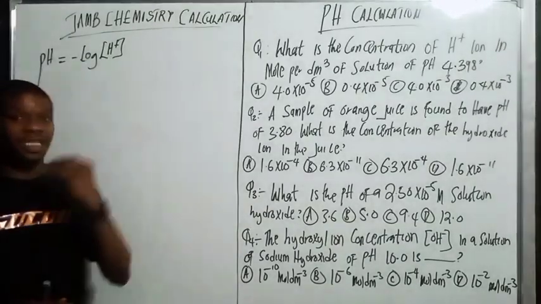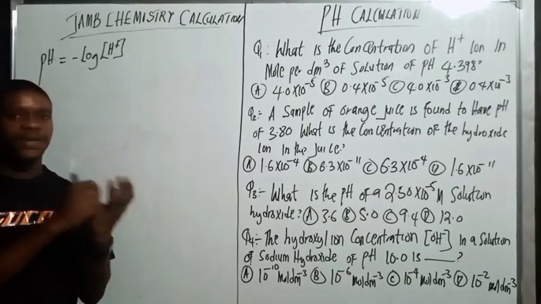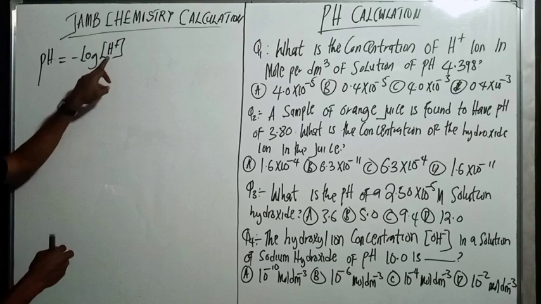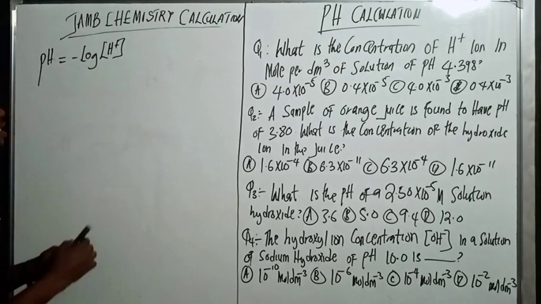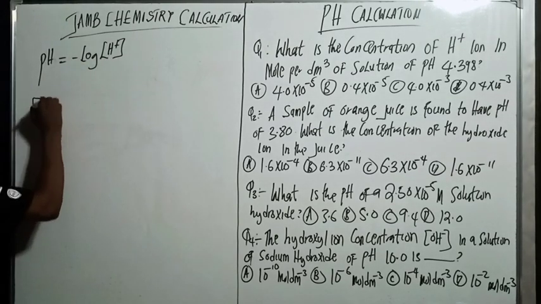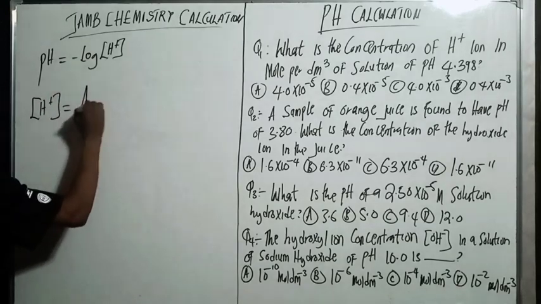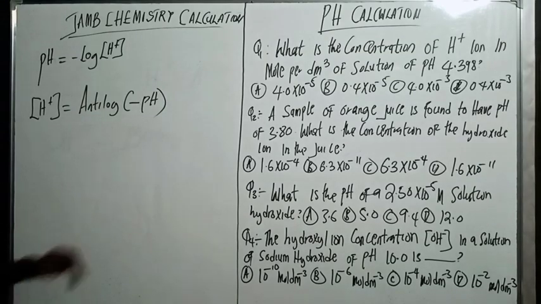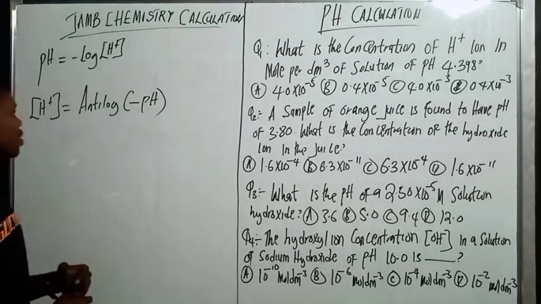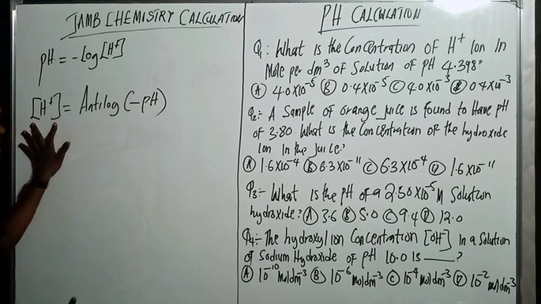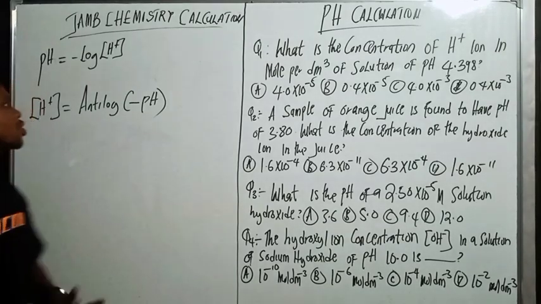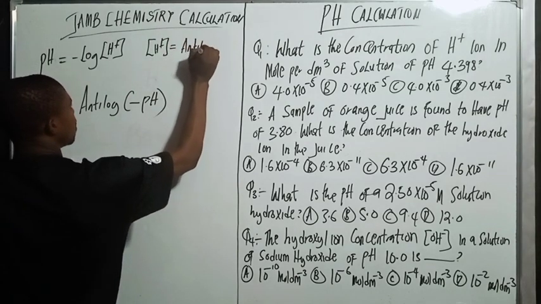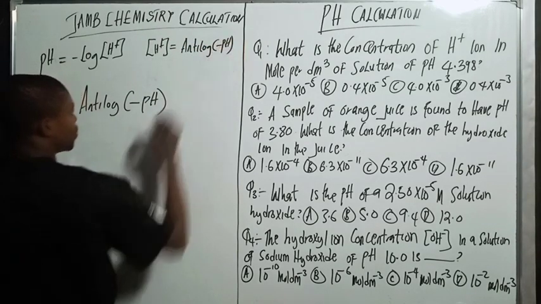Now, what if the pH is given to you, and you are asked to calculate the H plus concentration? Which formula are you going to use? You will use this formula here: H plus concentration equals antilog of minus pH. This is the formula you can make use of when you are calculating the concentration of the acid when the pH is given to you. So here we can just say H plus equals antilog minus pH.